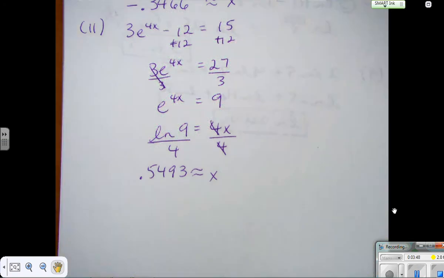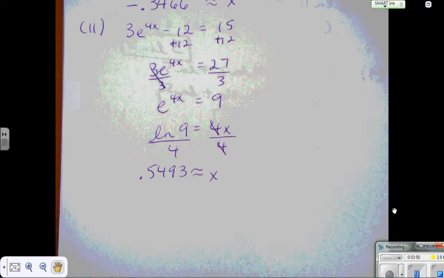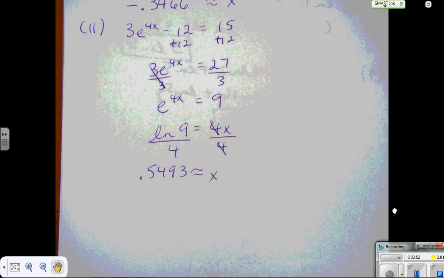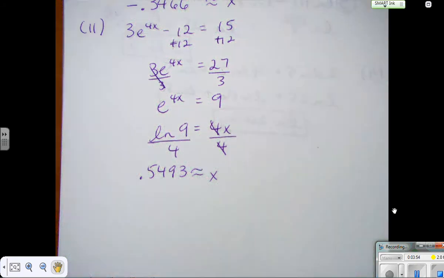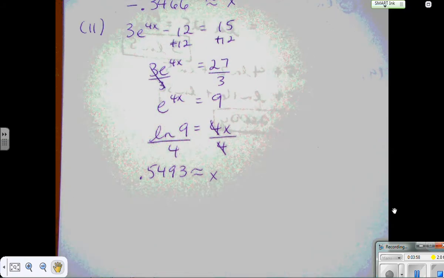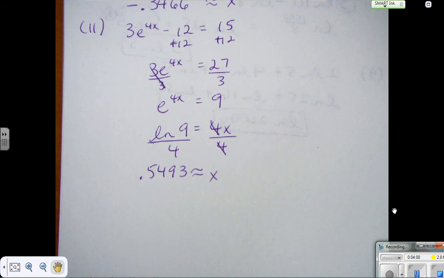Okay, so I'm getting about 0.5493. Any questions? Is everybody finished with this one? Okay, so let's look at the inequalities.